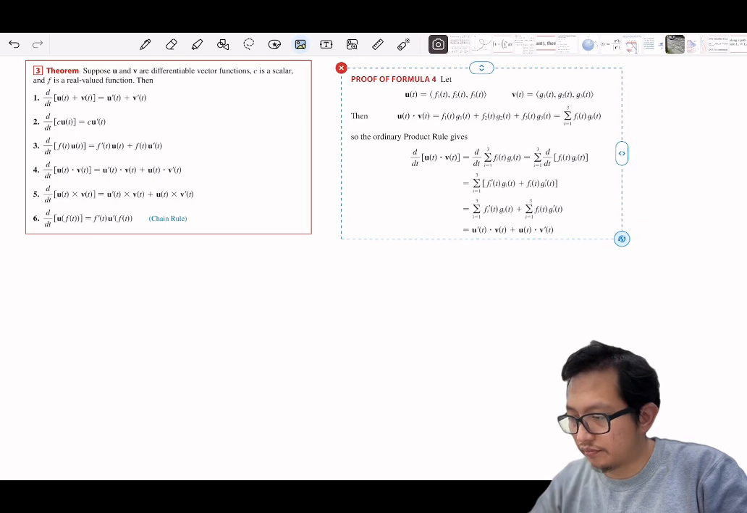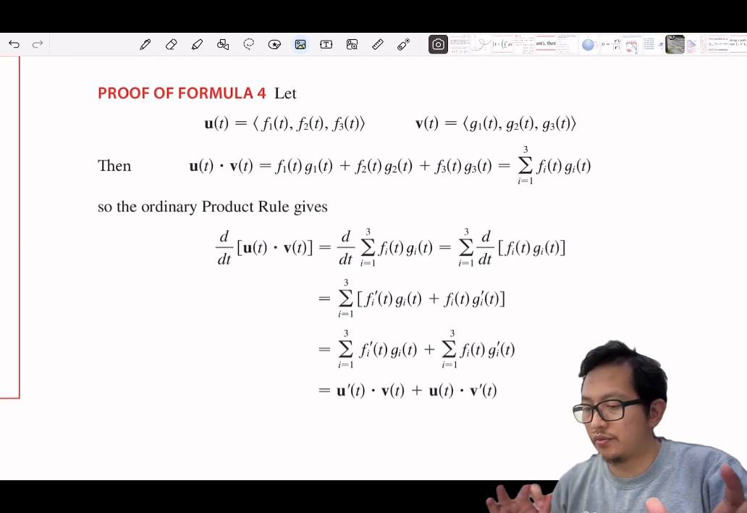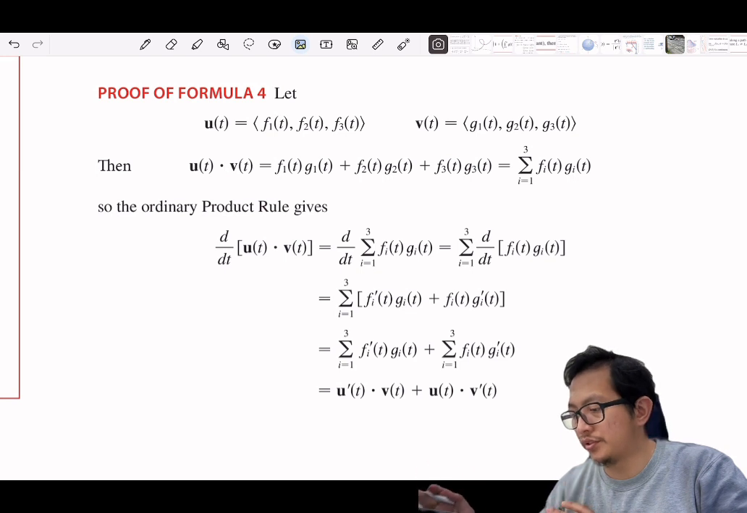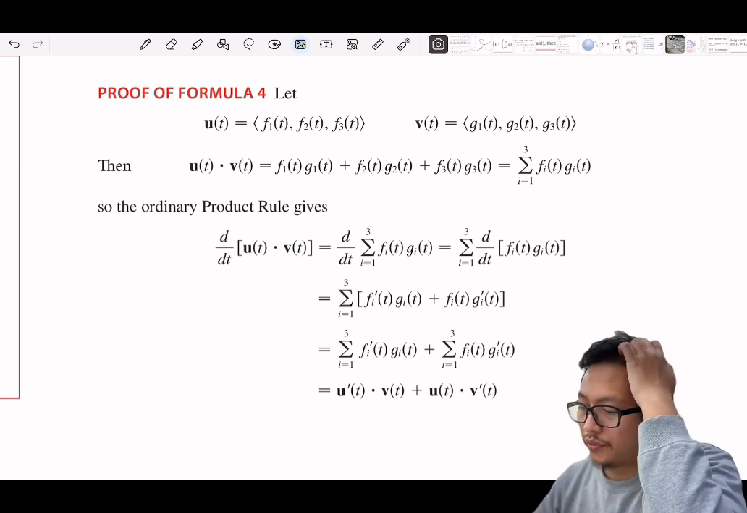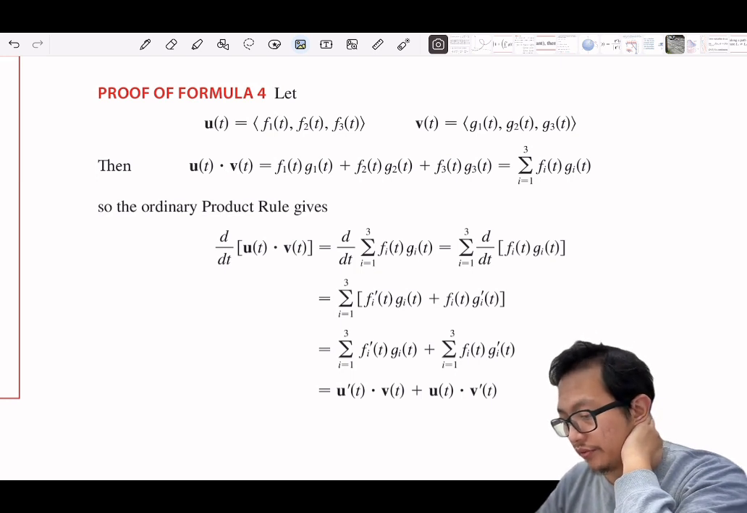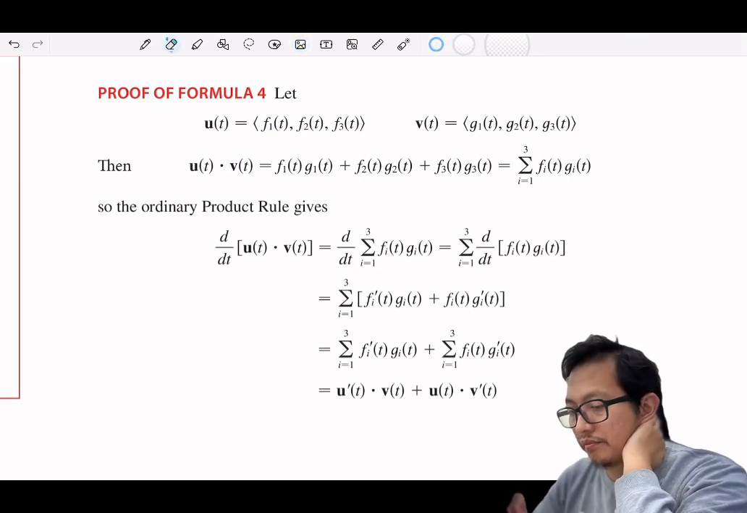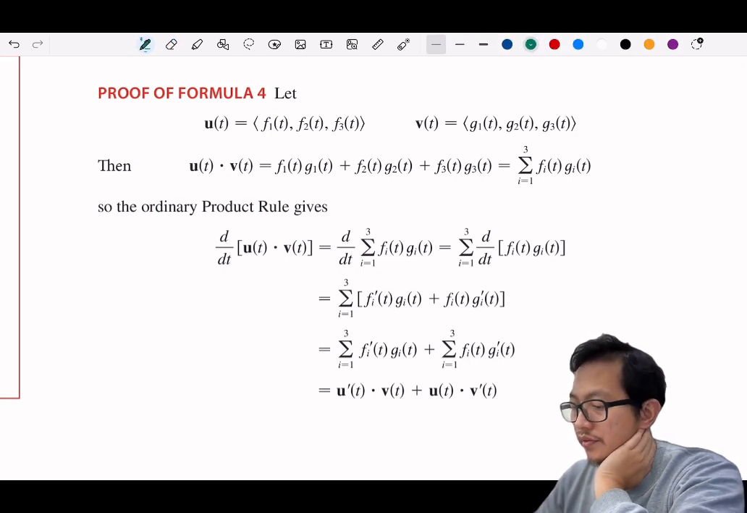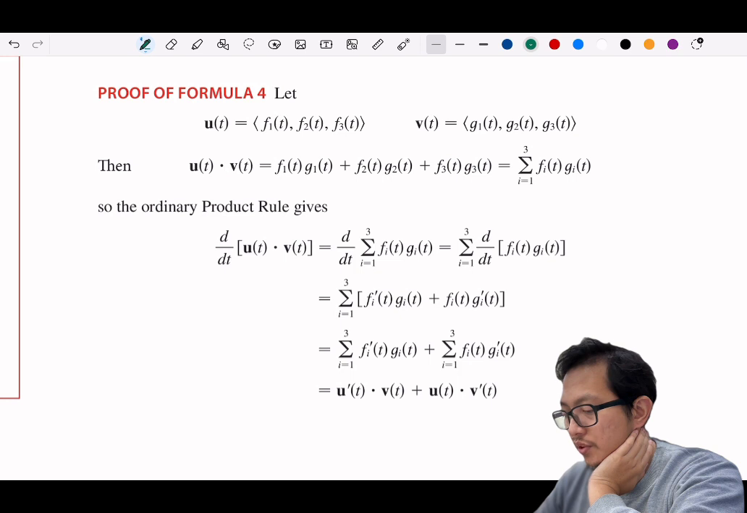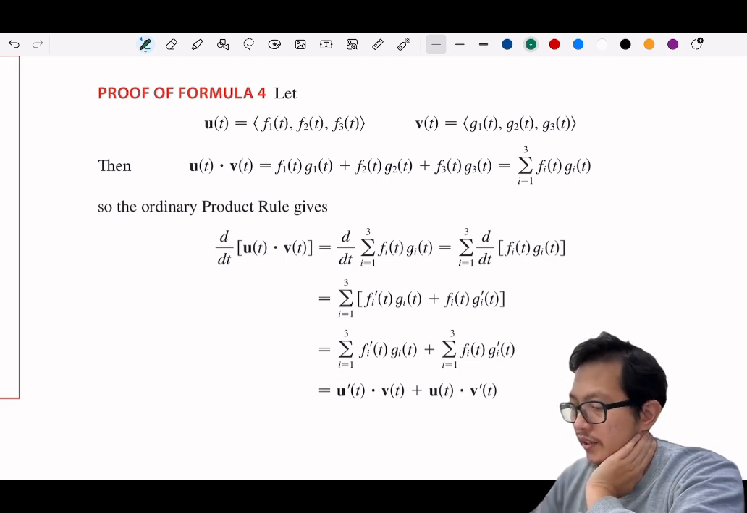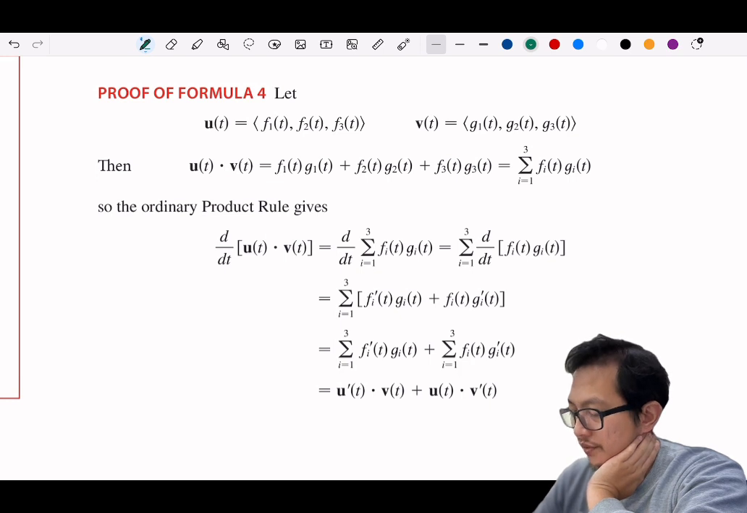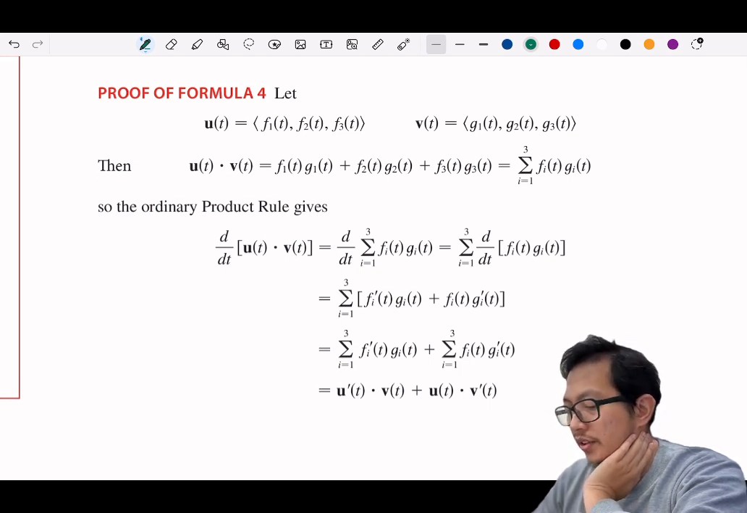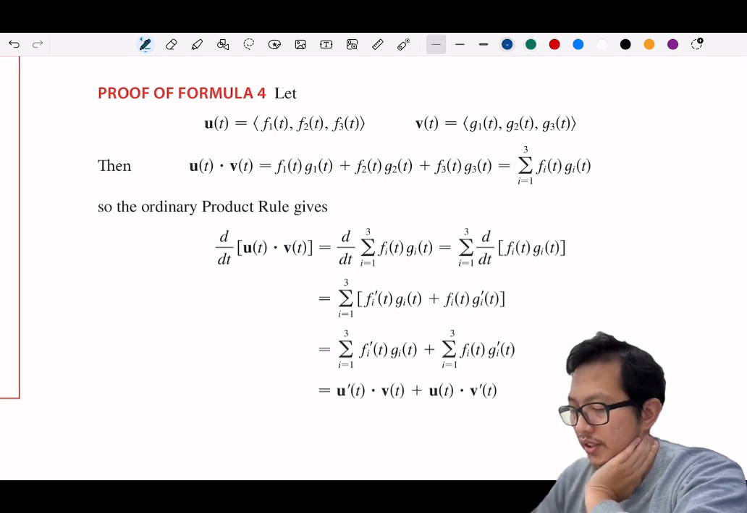So the formula: if we take U as F1, F2, F3 and V as G1, G2, G3 for each of their components, and take the dot product U dot V, we have this scalar combination, F1G1 plus F2G2 plus F3G3. So F1, F2, F3, G1, G2, G3 are combined, and we can write it as the sum from i equals 1 to 3 of FiGi. If we take the product rule, this will give you formulations for each one of them.